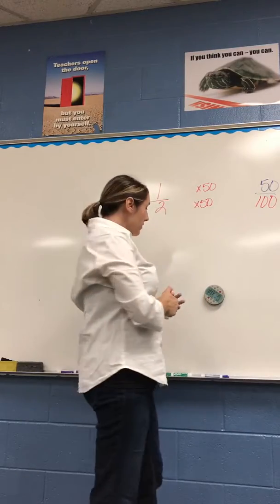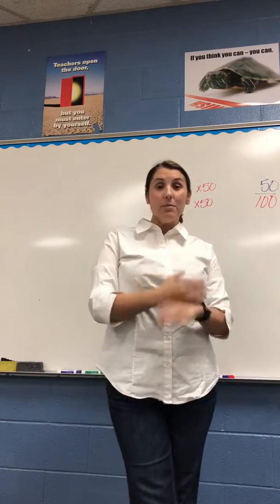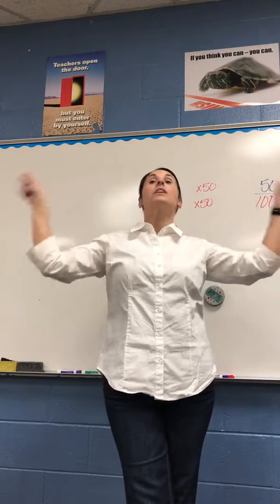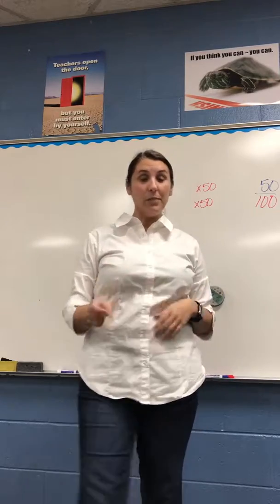The rule for finding an equivalent fraction is you're going to multiply the same number times the numerator and the denominator, and that will get you an equal number. All right? Good luck on this one.